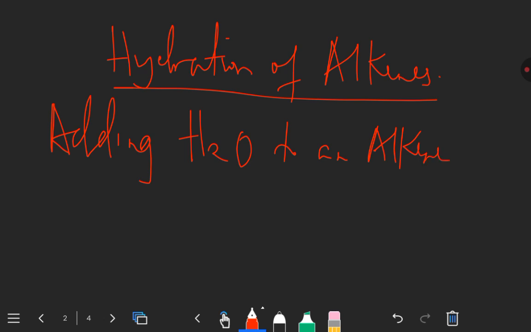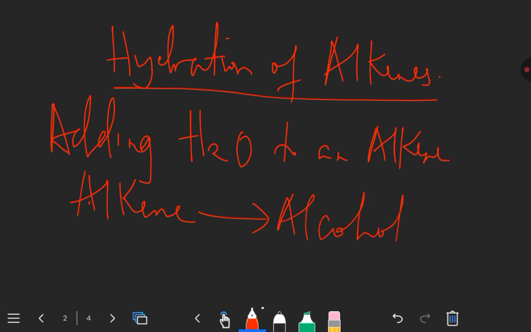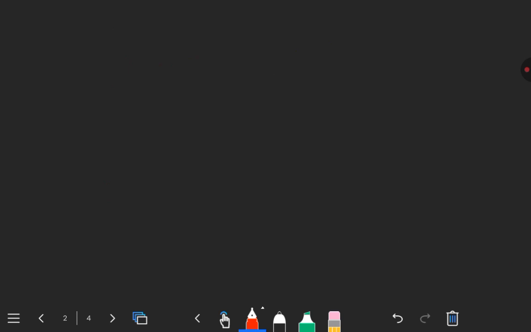When we add water to an alkene, we are going to change an alkene into an alcohol. So this is what hydration simply means. So let's have an example. Let's say we have this compound. This was a question from a tutorial sheet. So we have this compound.